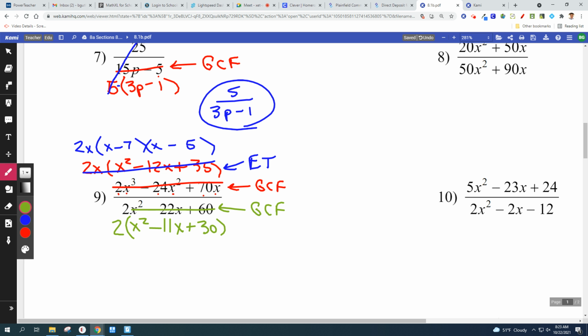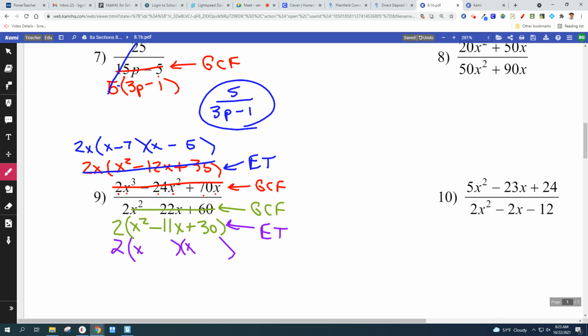Now, did I just produce another easy trinomial? This looks like an easy trinomial to me. So don't forget the 2. And then your easy trinomial, x and x, I need two numbers that multiply to 30 and add up to negative 11. 5 and 6. The better you are with your multiplication table, the better you'll be at this lesson.